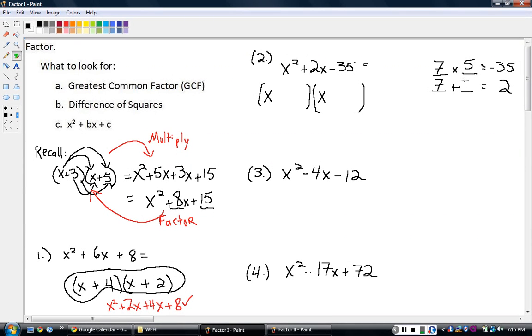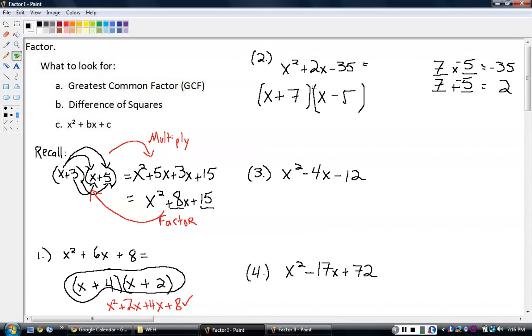And now when I multiply these, I need to get a negative 35, and when I add them, I have to get a positive 2. That means that 5's got to be negative, right? 7 times negative 5, negative 35. 7 plus negative 5, positive 2. So that's going to be plus 7 minus 5, and I'm done. Okay, remember, we can check that. I'm going to skip the check, go ahead and FOIL that out. You should get this original problem.